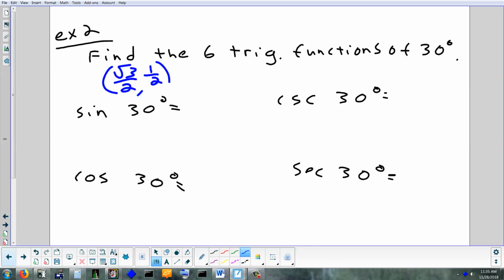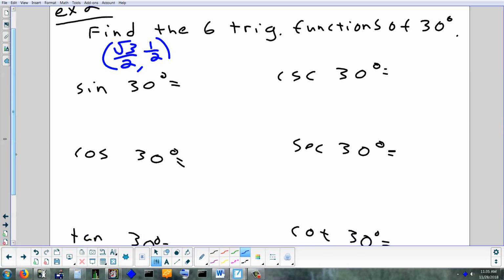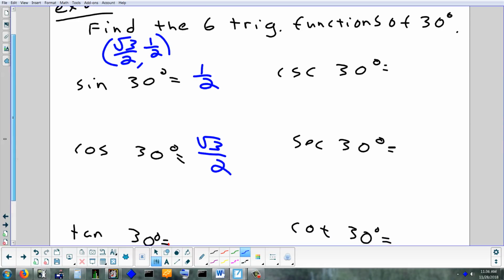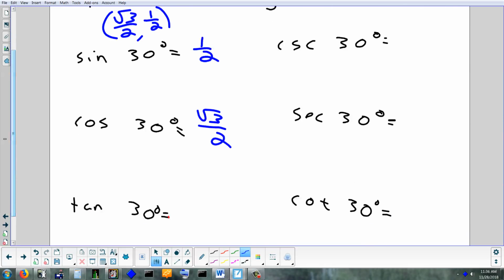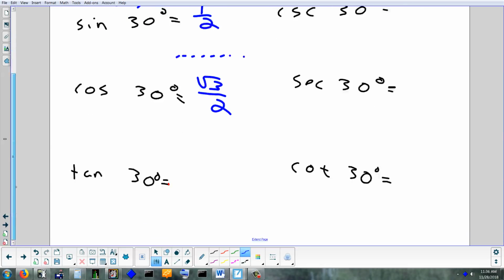Right. So Natalie, what's my sine? The y value. Yep. So I have cosine is the x. Tangent. Again, I just like to pretend I put a division line right there and pretend like you're dividing y by x, because that's what you do. When you divide y by x, what happens? The 2's cancel, and you're left with 1 over the square root of 3.